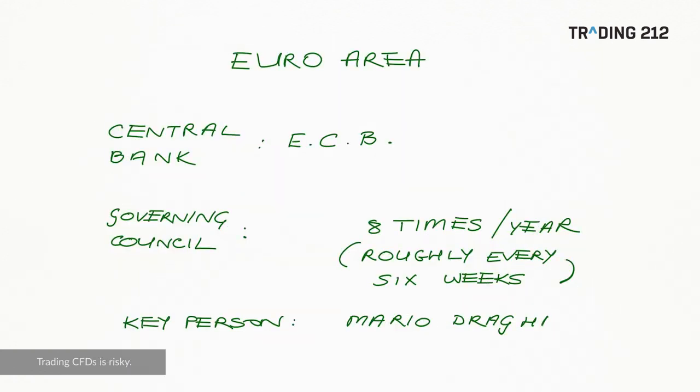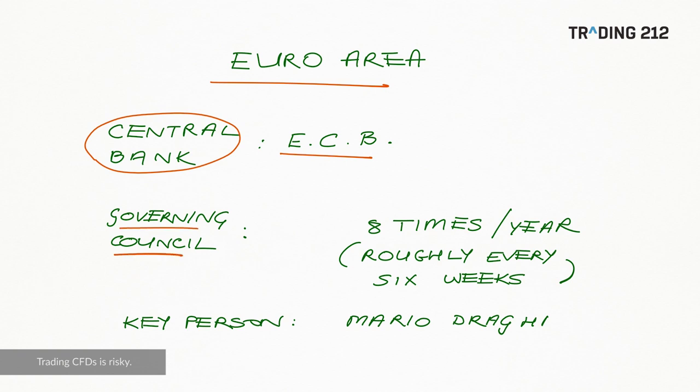And now for the euro area. The euro is second only to the US dollar in terms of trading volumes. And if you're trading the euro as part of a Forex pair, you will want to pay attention to what's going on with monetary policy decided by the ECB, the European Central Bank. And the Governing Council of the ECB holds monetary policy meetings on a similar schedule to the Bank of England. That's roughly every 6 weeks, 8 times a year. They hold them on a Thursday.